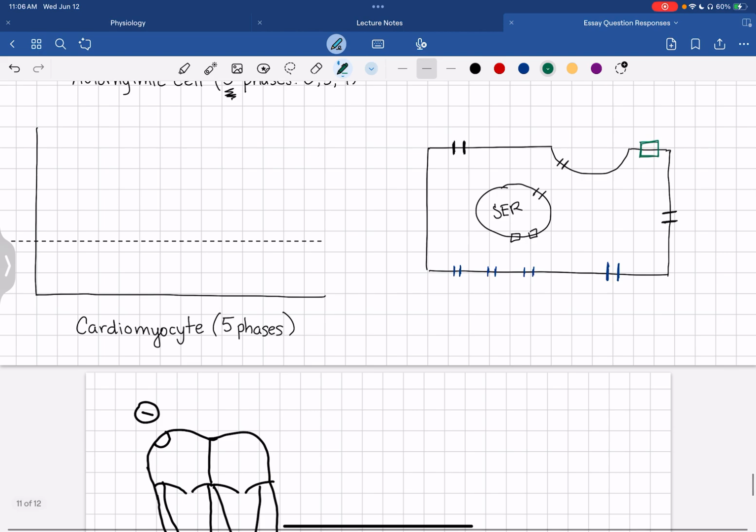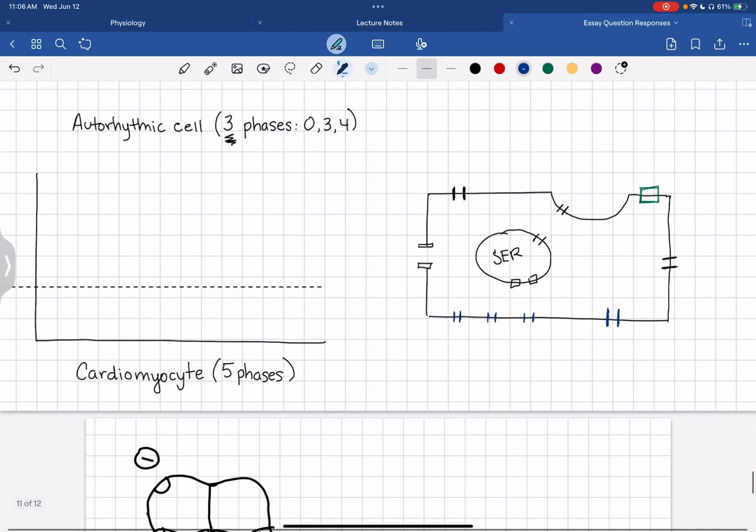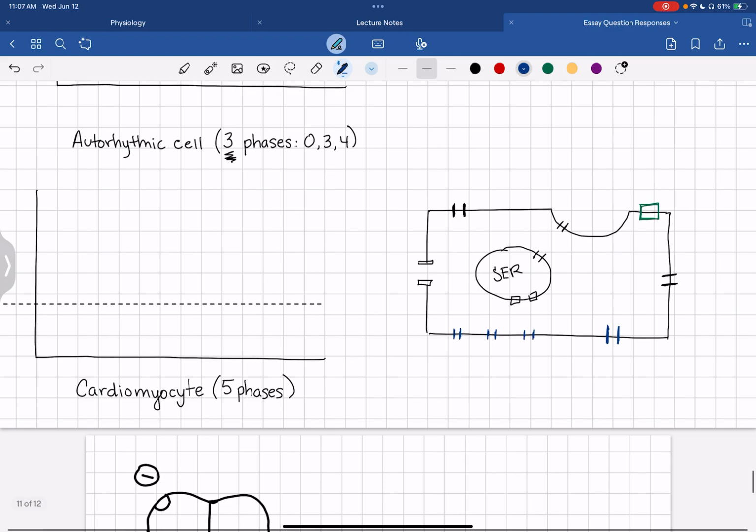In our cardiomyocyte, what's happening here is we have a few autorhythmic cells in our hearts that are starting action potentials. Because we can have these funny channels that will function with very little stimulus, they're going to keep the heart beating at a pretty consistent rate, and they don't need a stimulus aside from hyperpolarization or cAMP in order to start. Whereas here in our cardiomyocytes, we need an initial stimulus to start our action potential.